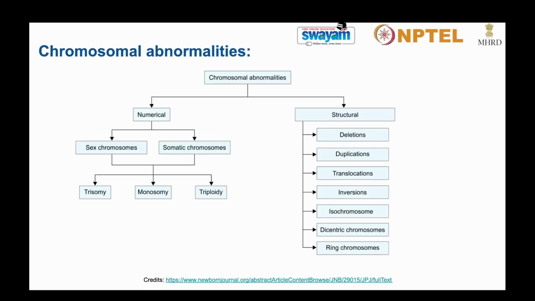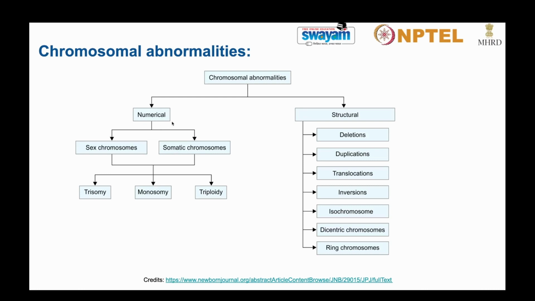Now we'll be focusing on the chromosomal abnormalities. When we talk about the chromosome, there are different abnormalities involved, due to which we observe different disorders at the level of phenotypes. There are two kinds of abnormalities: one at the level of numbers, another at the level of structures. There are two kinds of chromosomes: autosomes and sex chromosomes, X and Y, and all other 22 autosomes are referred to as somatic chromosomes.